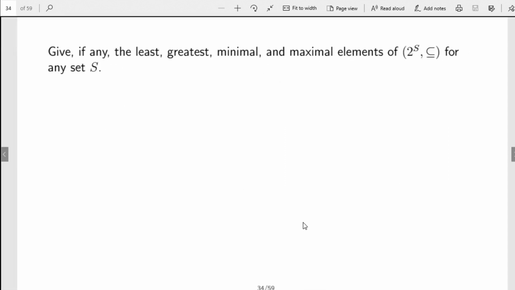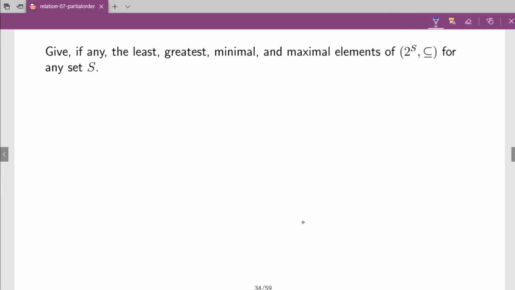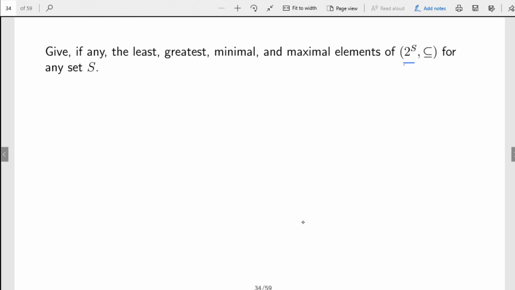So let's start with the first one. Give, if any, the least, greatest, minimal, and maximal elements of the poset 2 to the power of S for any set S. Remember, 2 to the power of S is the power set of S, so the set of all subsets of S. So we don't know S here. We've seen this poset for a particular example of a set S, but because S is not explicitly given, S can be any set here.